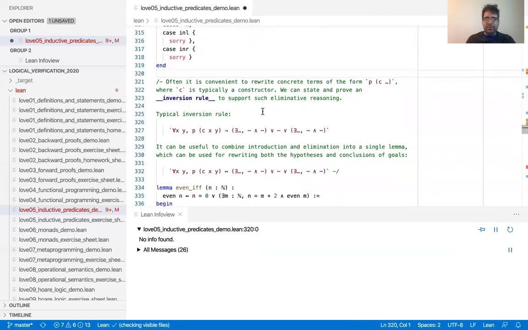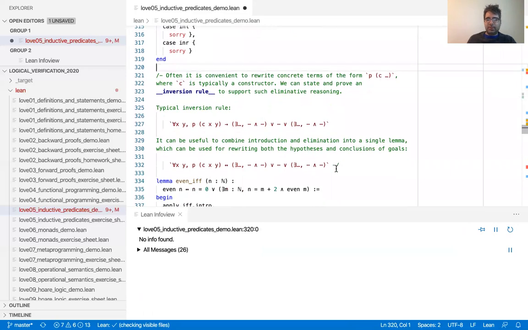Now, what also is quite convenient in practice is so-called inversion rules. So inversion rules typically have this form here. They're lemmas that say if you have a certain symbol or predicate P, then you have certain conditions here.